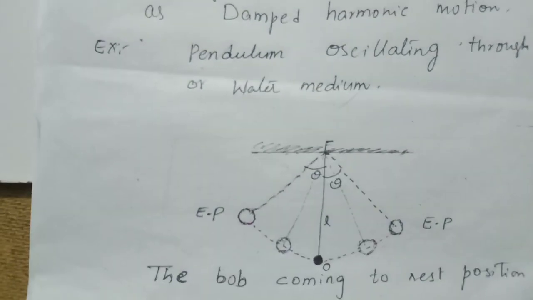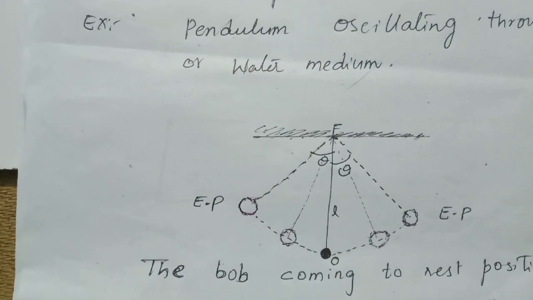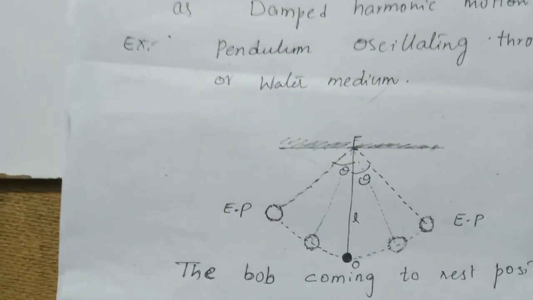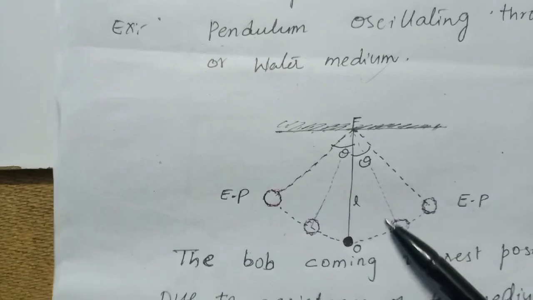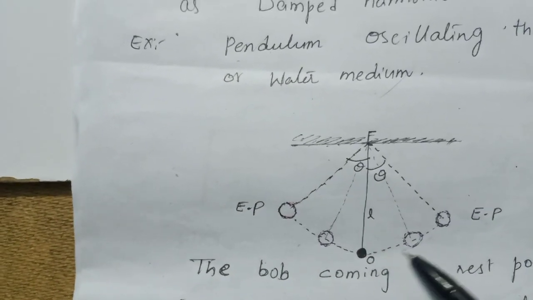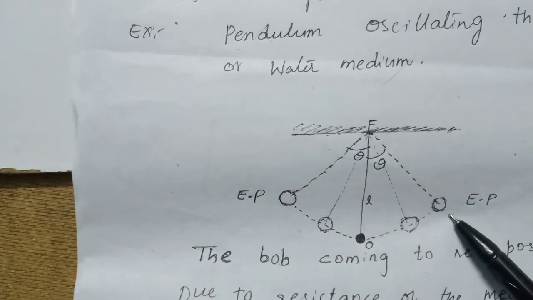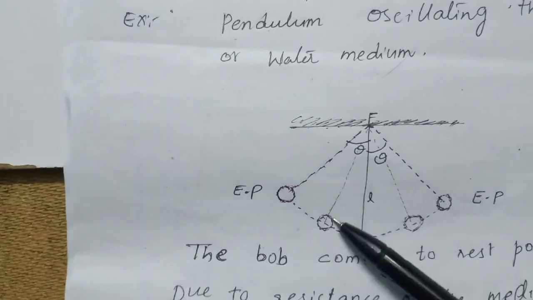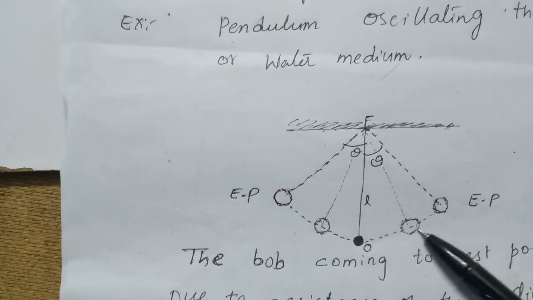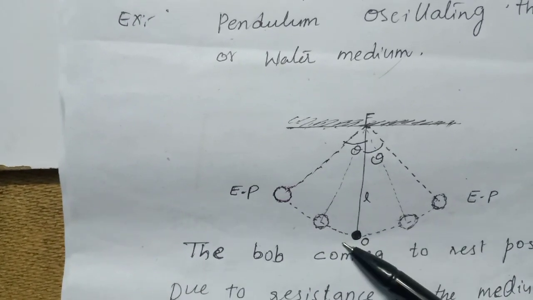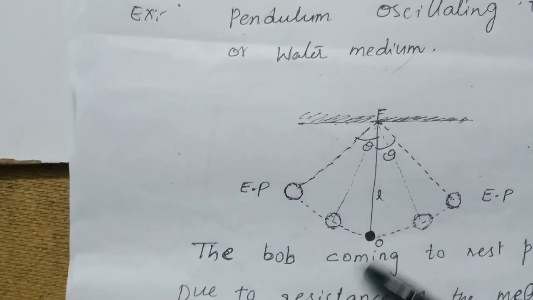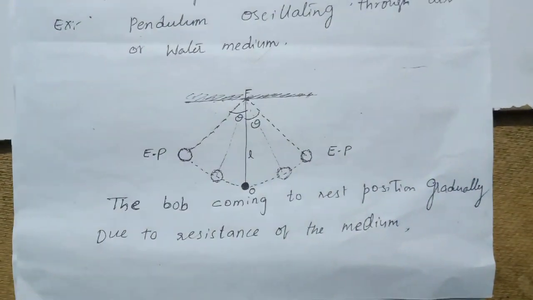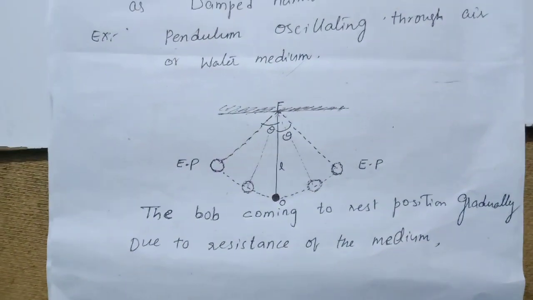See the diagram very clearly. Here the bob is at mean position O, and we bring the bob to a displacement x and then release it. It oscillates to and fro about the mean position. With time the amplitude is decreased and finally it comes to rest. See this, the bob gradually comes to rest due to resistance from the medium.